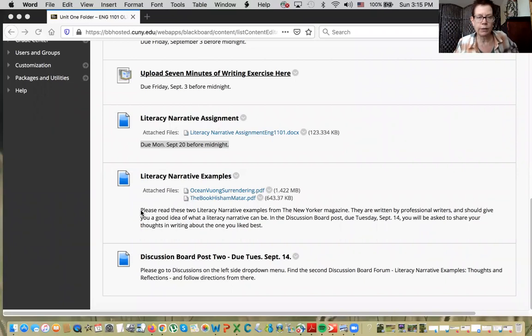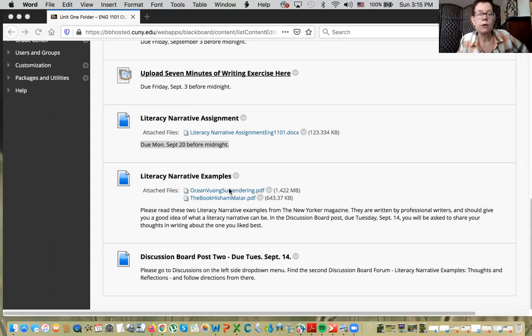So here we can see that there's a note on the assignment here. Please read the 2 literacy narrative examples from the New Yorker magazine. They are written by professional writers and should give you a good idea of what a literacy narrative can be. In the discussion board post due Tuesday, September 14th, you will be asked to share your thoughts in writing about the one that you liked best.